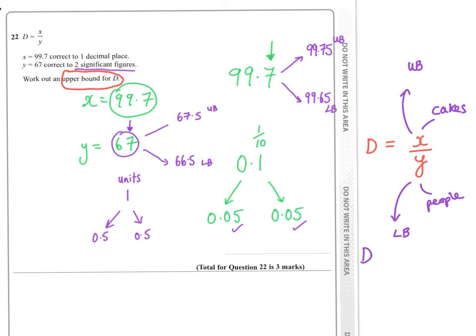So d, the upper bound, will be the x value being its greatest, so that's 99.75, and the y value being its least, and that is 66.5. You then use your calculator, and let's see what I get. So 99.75 divided by 66.5, and I get a value of, rather strangely, it works out as the upper bound is 1.5.